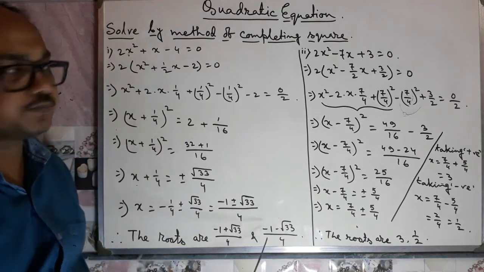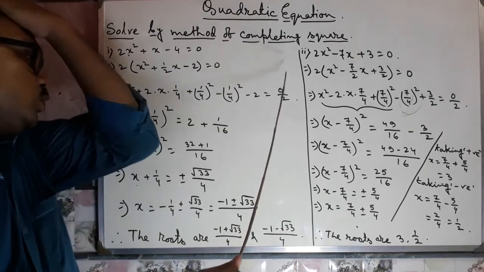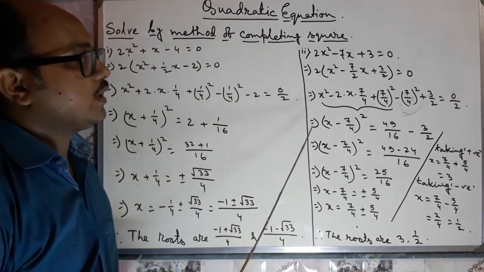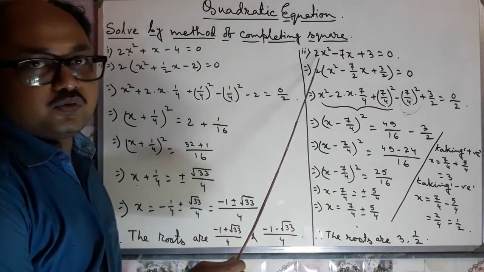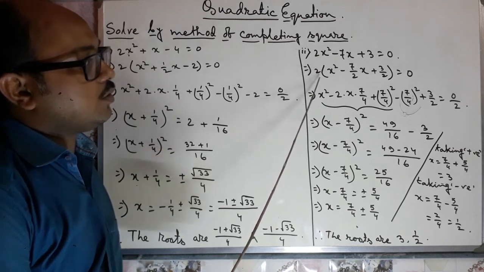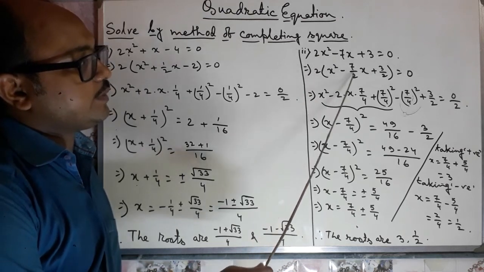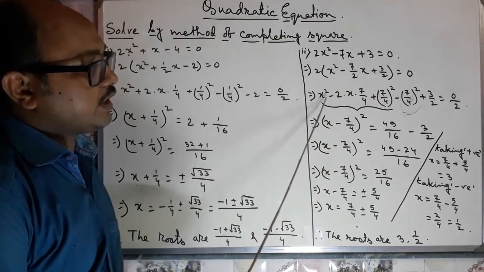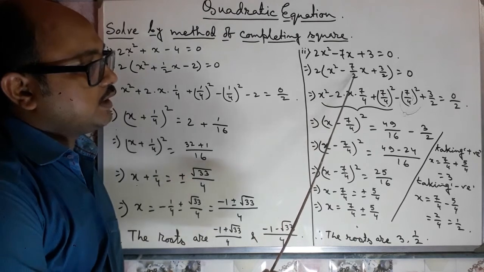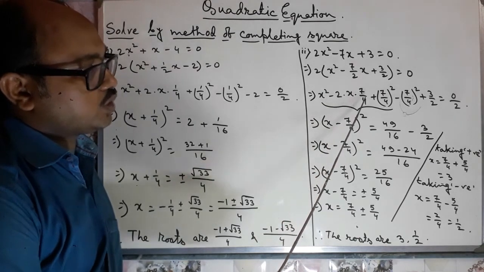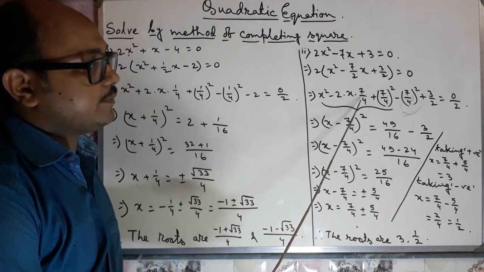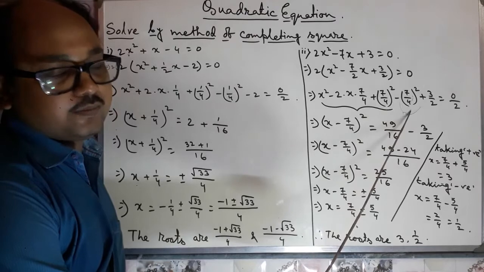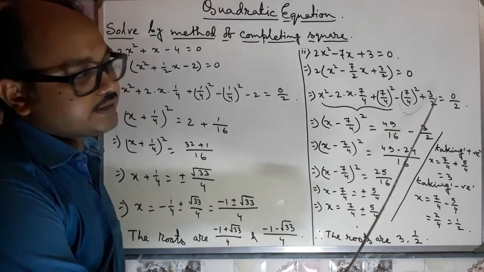Another sum is given, that is 2x² − 7x + 3 = 0. Again we have to take the coefficient of x² common, that is 2 common: x² − (7/2)x + 3/2. Change the side of 2, that is x² − 2·x· here the coefficient is 7/2, so keep it the same. To keep it the same, you have to multiply by 7/4, plus (7/4)² minus (7/4)² plus 3/2 as it is.